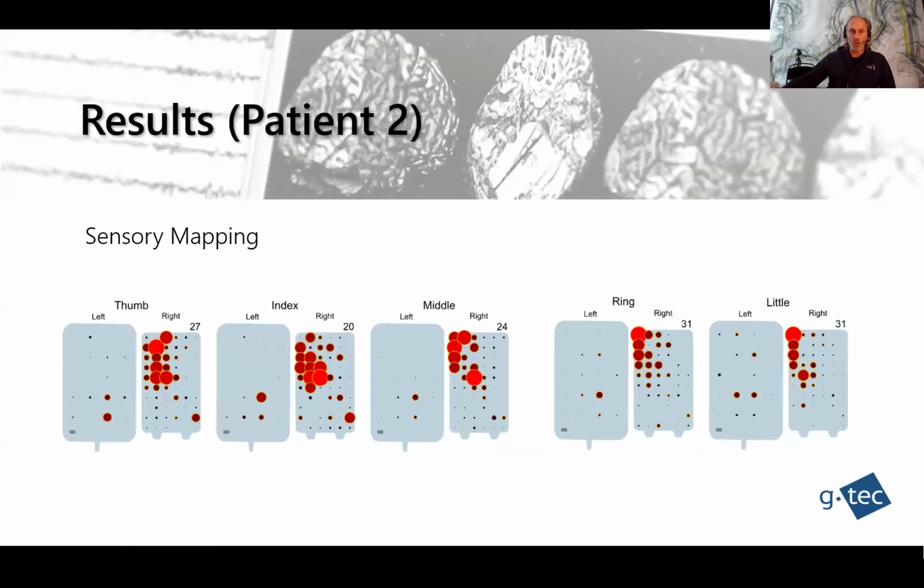This is sensory mapping in another patient. You can see here the thumb looked like that, index finger like that, middle finger like that, ring finger, little finger. So it looks pretty much distinct for every single patient. That's the reason why you have to do the mapping first to figure out where the locations are. And ECoG is just perfect for that. So you wouldn't get this precise information, for example, with fMRI.